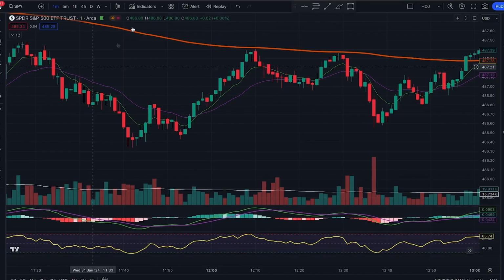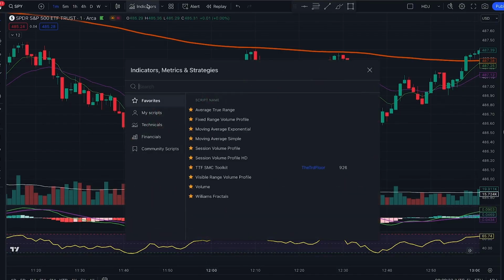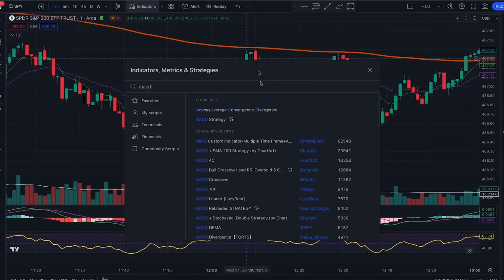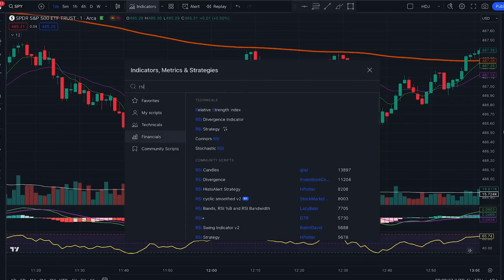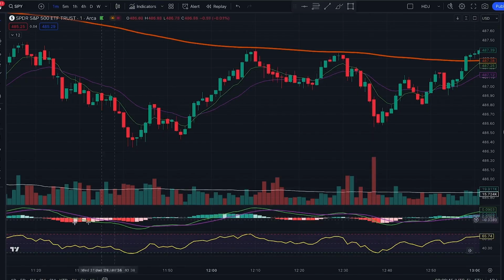So to add the MACD, same thing. Go up here to indicators, MACD. Okay, moving average convergence divergence. And you can add your MACD. That's this here, and then your RSI as well. Relative Strength Index. Click on that, and it'll add your RSI down here. And I'll just show you the settings on those.